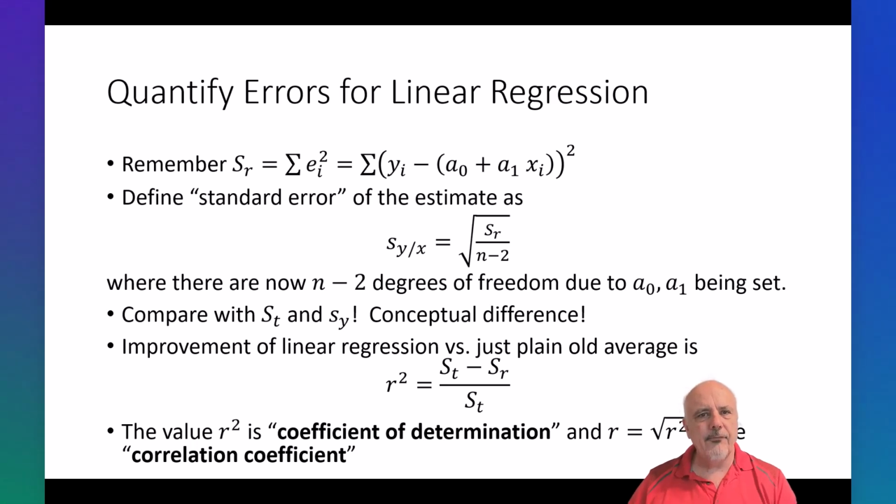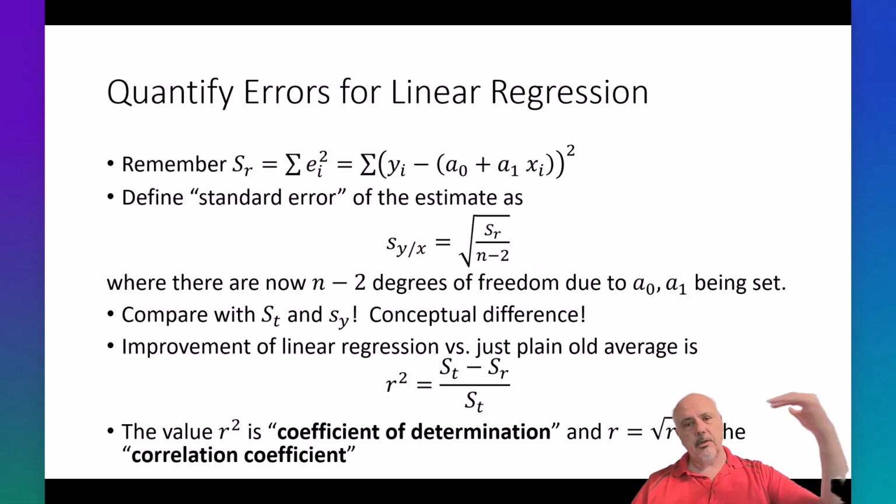Okay, so we want to quantify errors for linear regression. We're going to use that capital S sub r, the sum of squares of residuals. Sometimes you see the standard error of the estimate, sort of the same thing as standard deviation. What you do there is you take the S sub r, like we used the S sub t before, and divide by n minus 2 this time. The reason it's n minus 2 is that's the number of degrees of freedom we have after we've established a naught and a1.